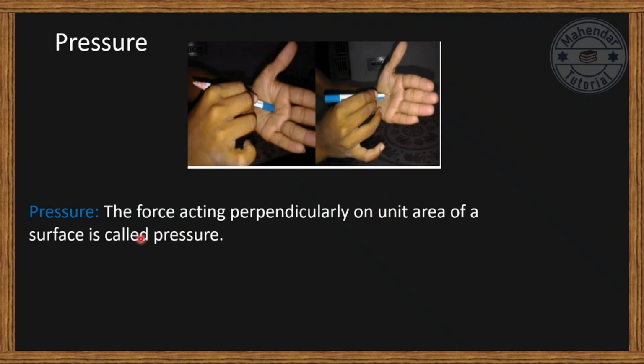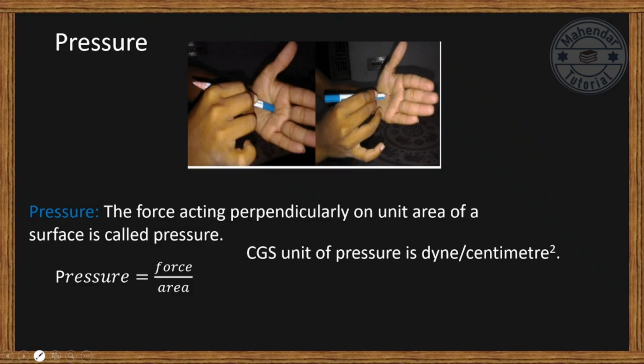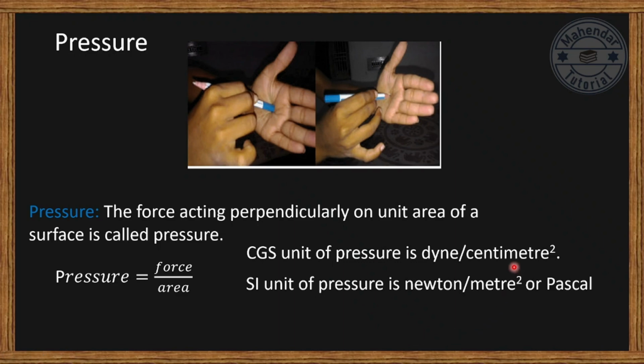Pressure is the force acting perpendicularly on a unit area of surface. The formula of pressure is equal to force by area. The CGS unit of pressure is dyne per centimeter square. The MKS unit of pressure is newton per meter square. Newton per meter square is also called Pascal.